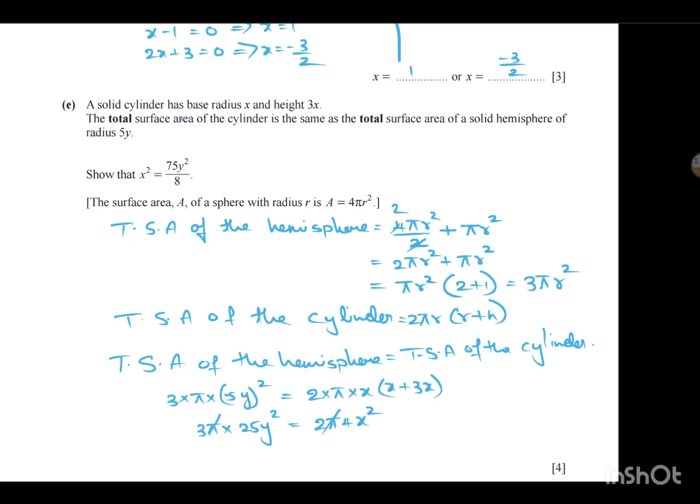We need to show x square is equal to, so flip the equation. It will be 8x square is equal to 3 into 25, which is 75y square. So now if I keep only x square on the left hand side, I get 75y square by 8. So we proved it.